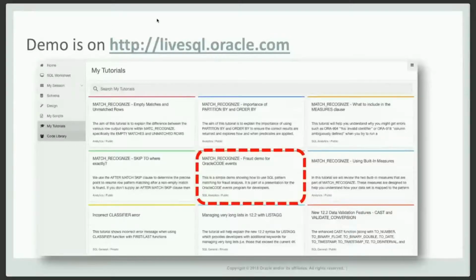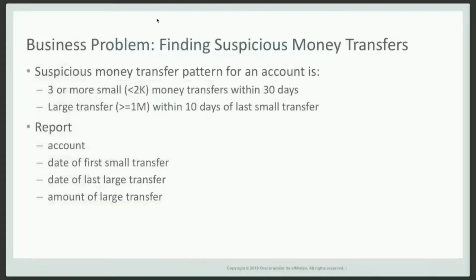What I'm going to do here is go through a specific use case. Here's the business problem. We've got a data set and we want to find suspicious money transfers. How do we define a suspicious money transfer within an account? What we're going to look for is 3 or more small money transfers, let's say less than $2,000. Those 3 transfers must occur within a 30-day window.